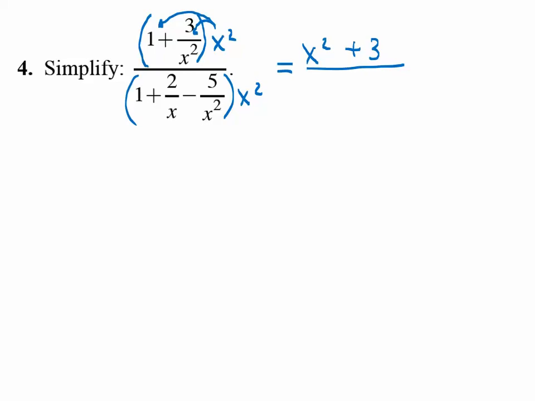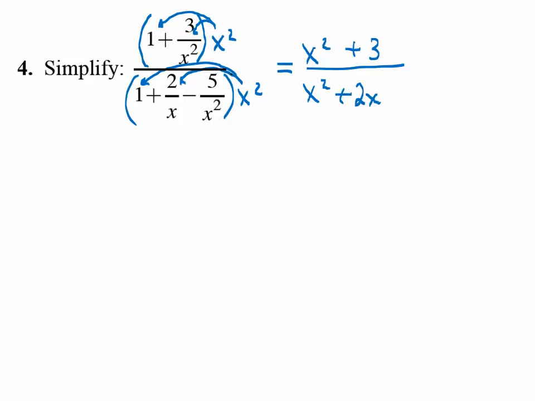On the bottom, multiplying the x squared all the way across to the 1 over there, so you get x squared. Multiplying the x squared to the middle, here's the toughy one. One of the x's will cancel. We still have another one that's still multiplying, so how about a 2x? Good there?